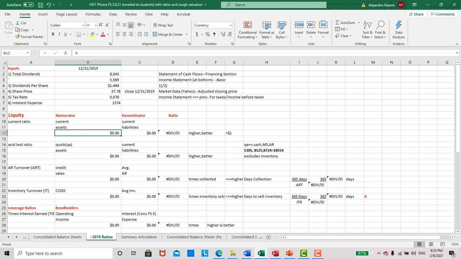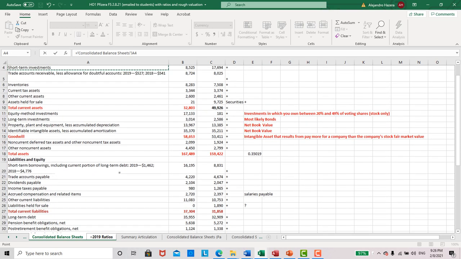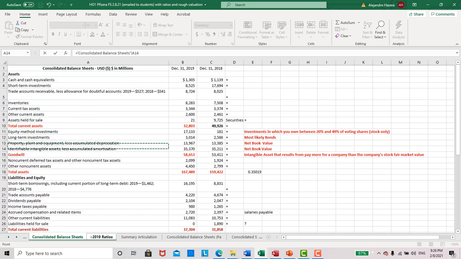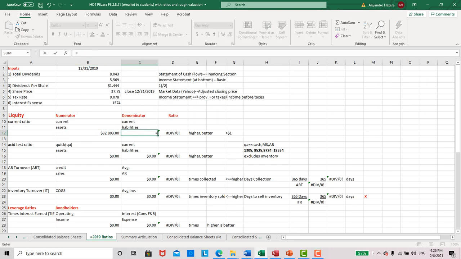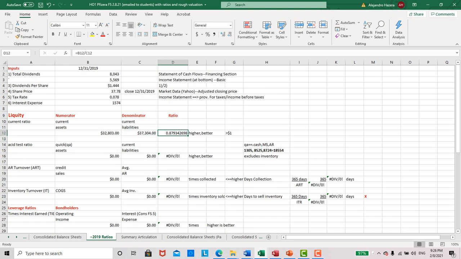Your current ratio is your current assets divided by current liabilities here. So these both come from the balance sheet. Your current assets are going to be your total current assets. We're going to do these for the latest year, 2019, which is on this particular one. Your total current assets are $32,000. Your total current liabilities are right down here, $37,000. So this means that for every dollar of current liabilities, you have 87 or 88 cents of current assets to pay these off.